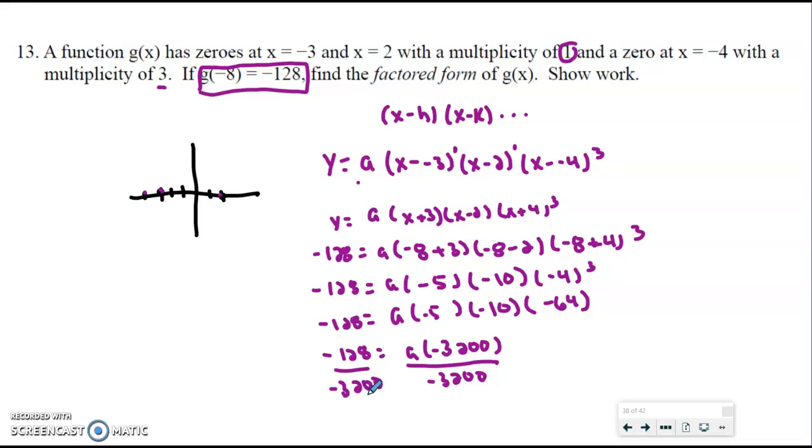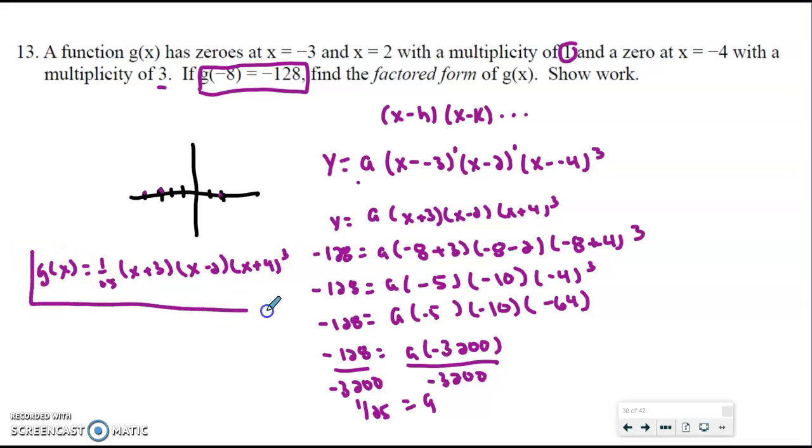So when I take -128 divided by -3200, I get 0.04, which is the same thing as 1/25. That is my a value. So I know that in this function, g of x, my final equation is going to be 1/25, and then I got x plus 3, I got x minus 2, and then I got x plus 4 to the third power. That's going to be my factored form for that specific problem.